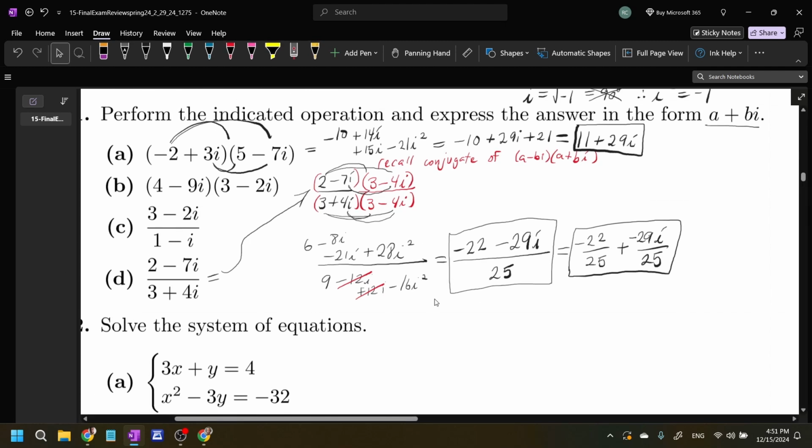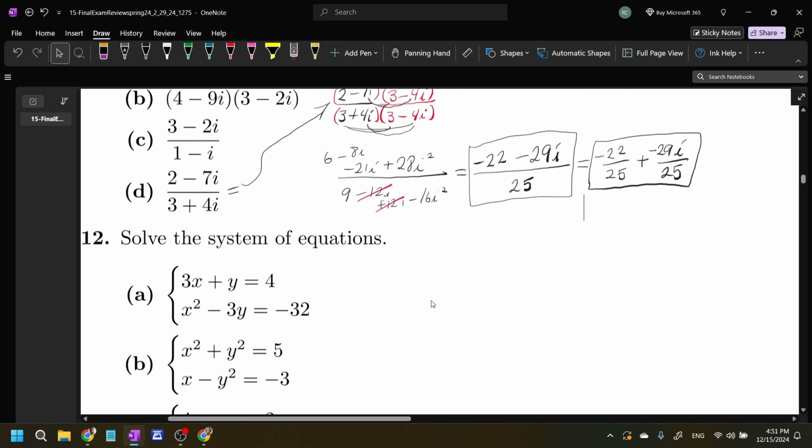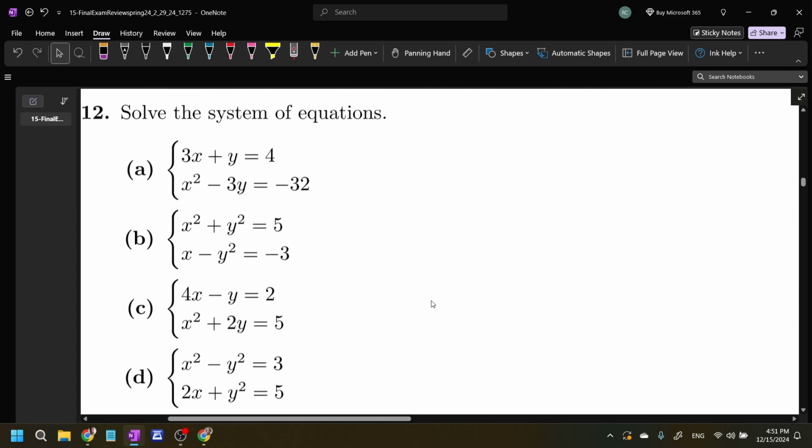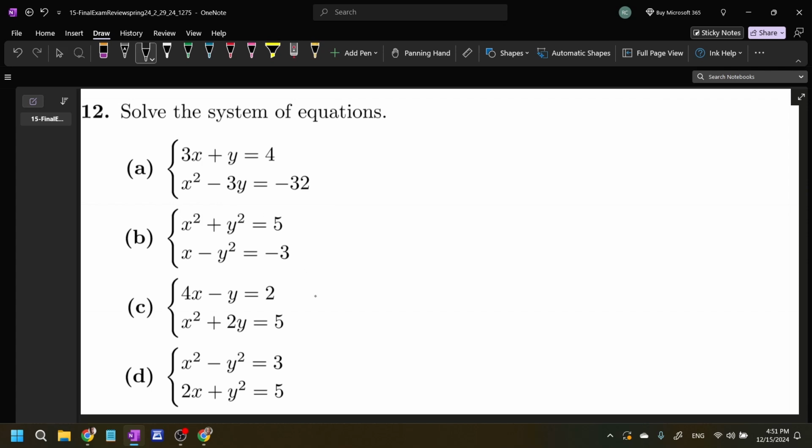All right. This is now question number 12. Solve the system of equations. All of these have a squared in them. So I'm just going to pick one at random. I'm going to pick C. Let's solve C. So I'll write it again. 4x minus y equals 2. And x squared plus 2y equals 5. So looking right here, I'm seeing the only variable that I can eliminate is this y.